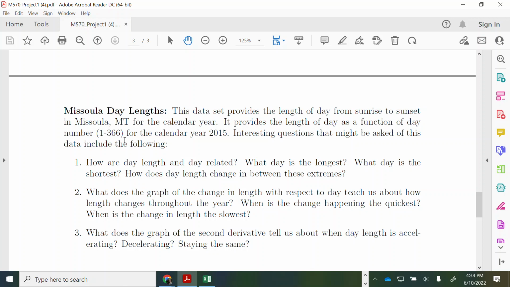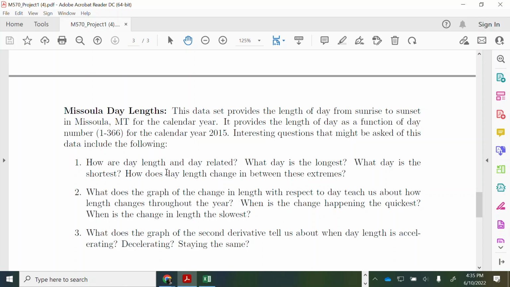Some interesting questions: how are the day length and day related? What day is the longest? What day is the shortest? How does day length change between these two extremes? And what does the graph of change in length with respect to day teach us about how length changes throughout the year? When is the change happening the quickest? When is the change in length the slowest?